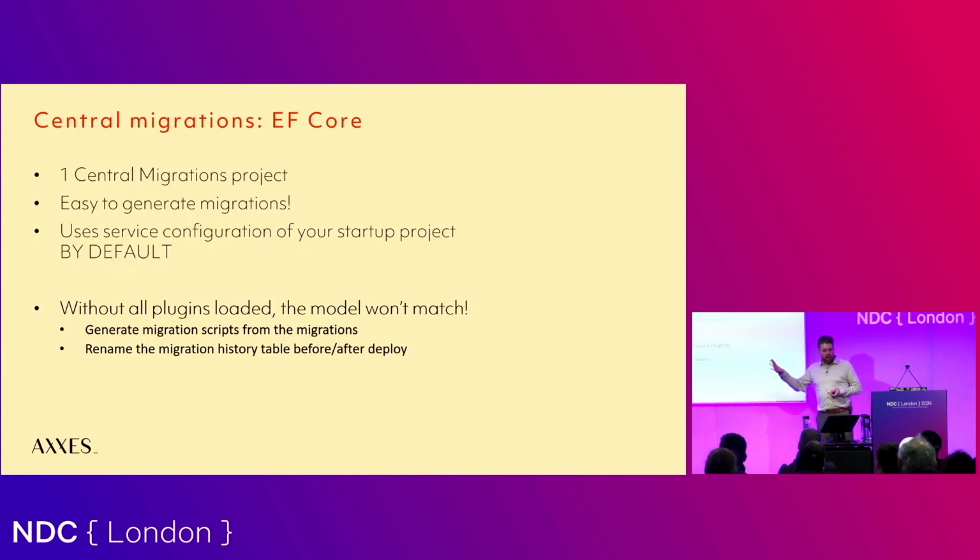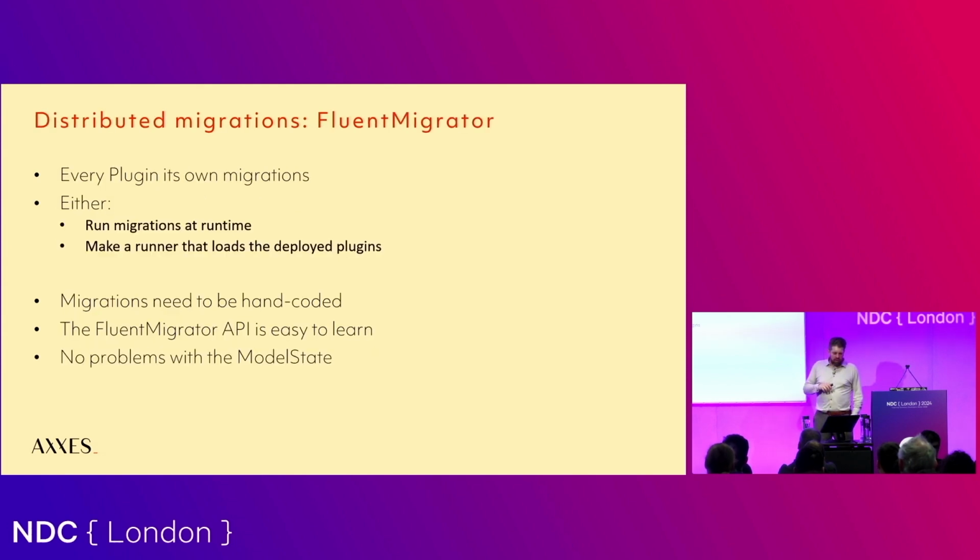Now, the central migrations were easy. We had a central migrations project. We could load all of the plugins, and it takes your startup project by default, so we could basically get that done in this way. If you've done Entity Framework Core migrations, this is what worked. Now, as I said, if they're all loaded, they don't match.